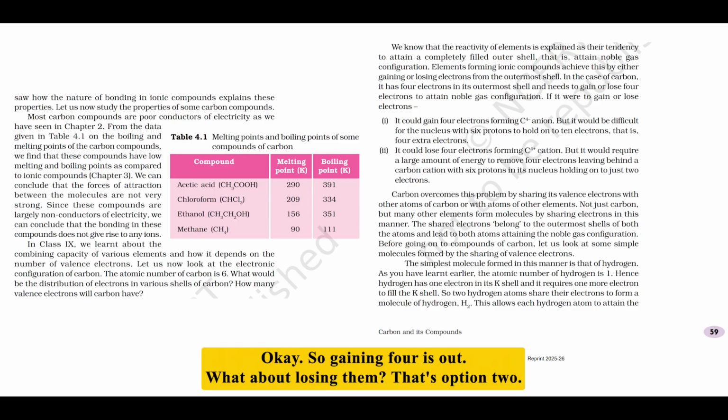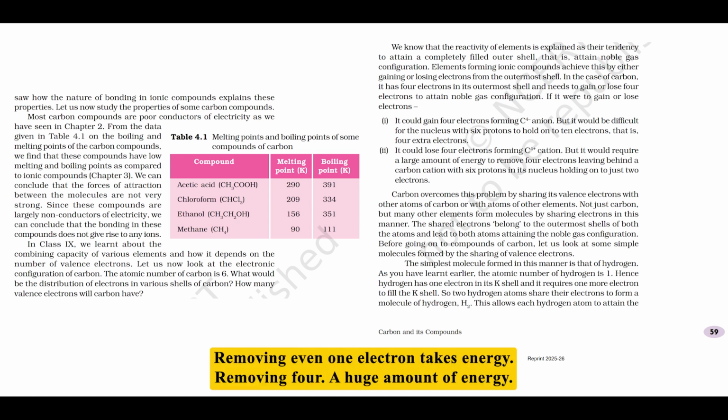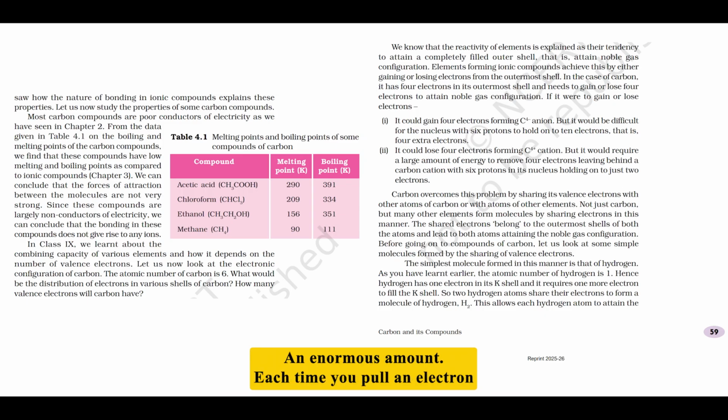Okay, so gaining 4 is out. What about losing them? That's option 2. Lose all 4 valence electrons to form a C4+ cation. But think about the energy involved. Removing even 1 electron takes energy. Removing 4, a huge amount of energy. An enormous amount. Each time you pull an electron away, the remaining ones are held even more tightly by the nucleus. It gets progressively harder. And you'd end up with a tiny C4+ ion, 6 protons holding just 2 electrons. Again, highly unstable, requires way too much energy. So it can't easily gain 4 and it can't easily lose 4. What does it do then?